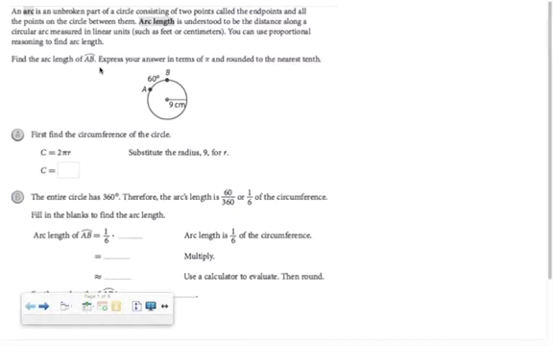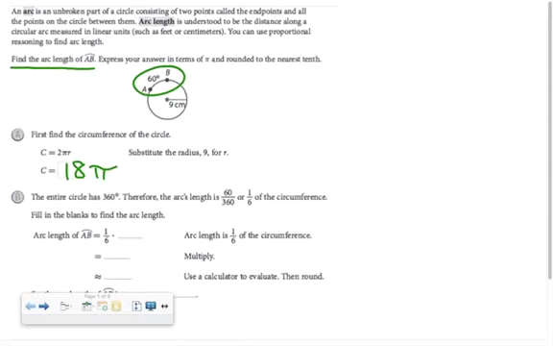So in part A, we are first finding the circumference of the circle, and so we know the formula is 2 pi r. We substitute 9 in for r, and we get that the circumference of the circle is 18 pi. So in this problem, we're trying to find the arc length of AB, and we're told that the measure of arc AB is 60 degrees.